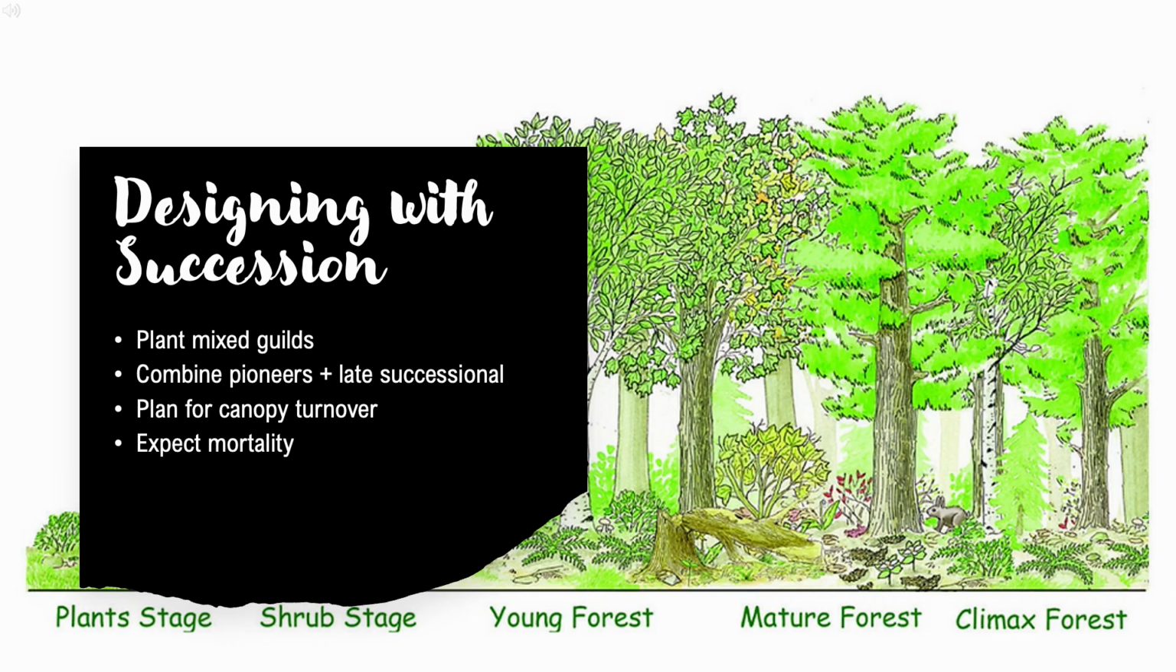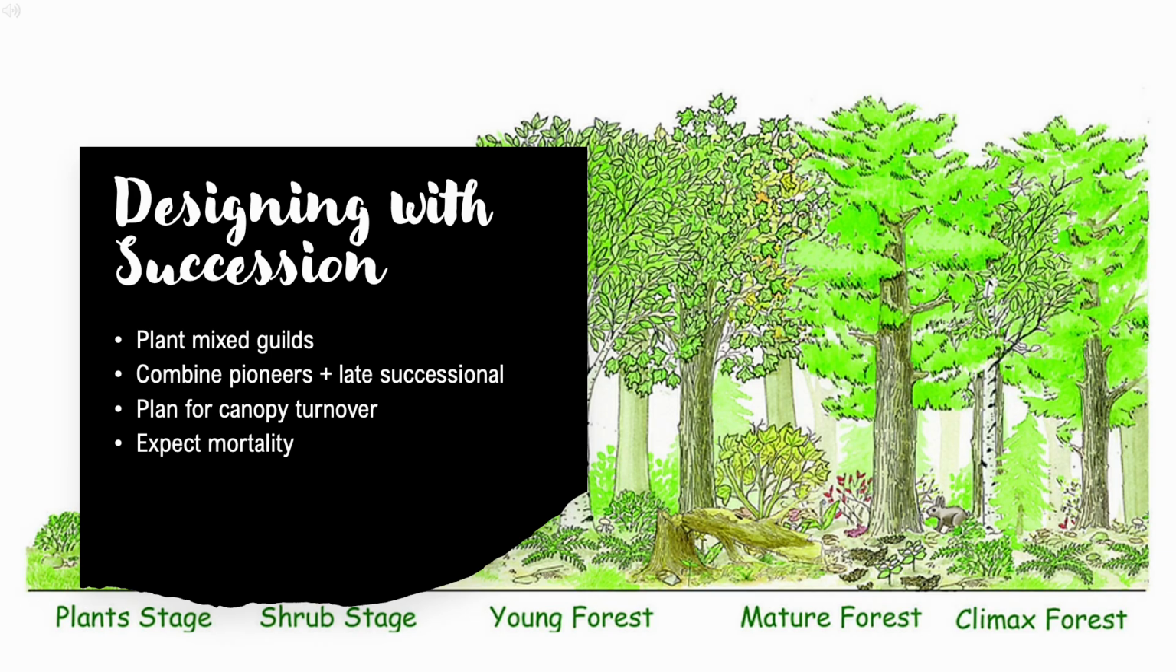Plant mixed guilds. Don't just plant all your species at the same successional stage. Mix early successional pioneer species with mid-successional and late successional species together in the same planting. The pioneers establish quickly, create shade and microclimate conditions, and then begin to be replaced by the slower-growing later species over time.